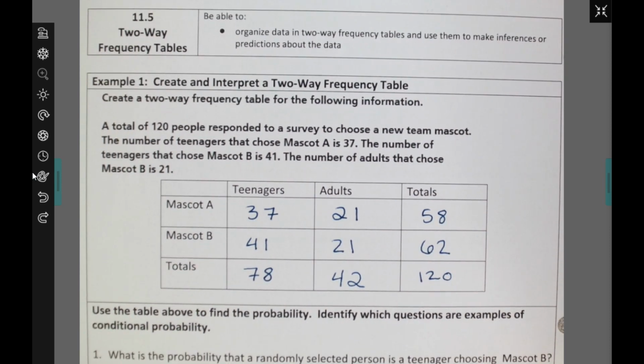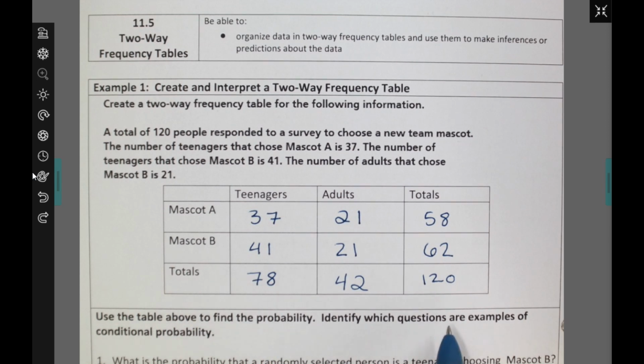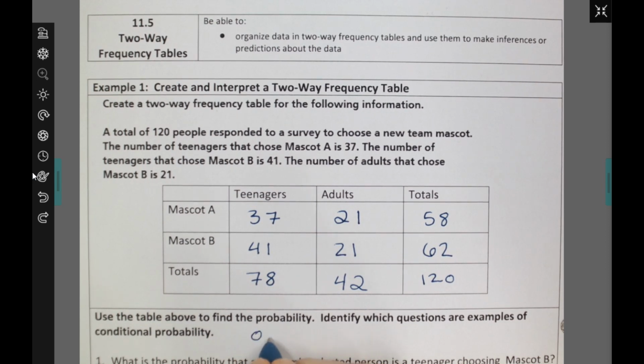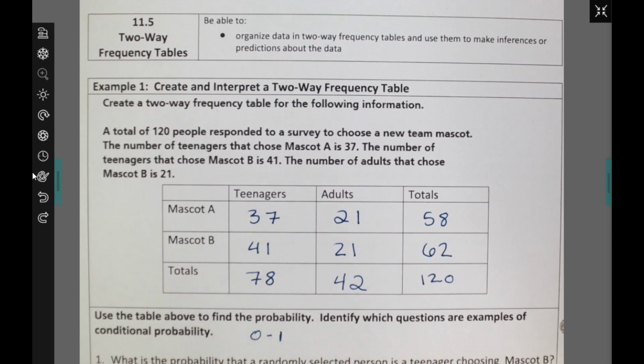Okay? So that's taking the results of a survey and just organizing them into two-way tables. So I can look at these cells to help figure out what people prefer. We now want to use that table to find a probability for each of these 6 questions below. For a probability, it's either going to be from 0 to 1. Okay, so it's a number from 0 to 1.